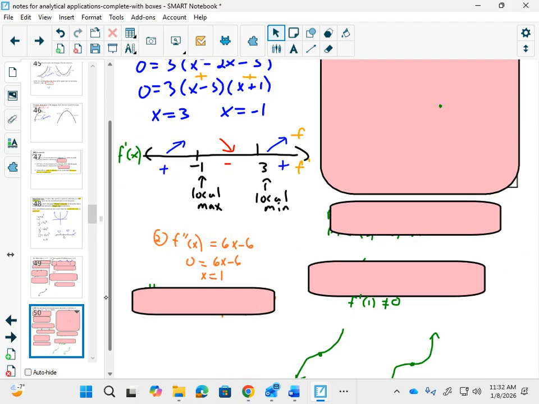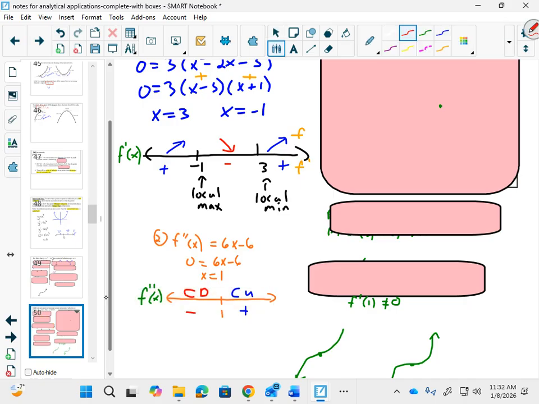Now I'm going to find my second derivative, which is really easy. Set it equal to 0, and I get x equals 1. Make my sign diagram. Take out my eraser. Concave down. I like the happy faces. Concave up.